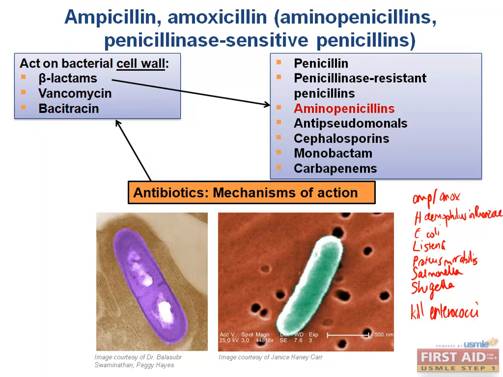Another side effect with amoxicillin and ampicillin is that you can develop C. diff colitis with ampicillin. Although you could get C. diff colitis with any antibiotic, it has a very common association with ampicillin, which they love to test on the boards.